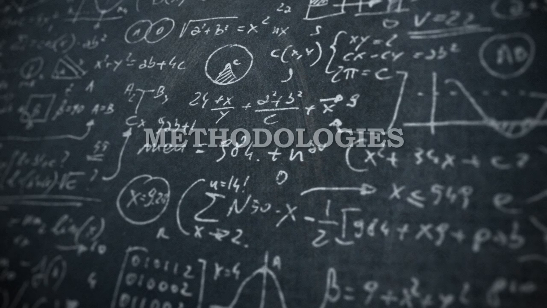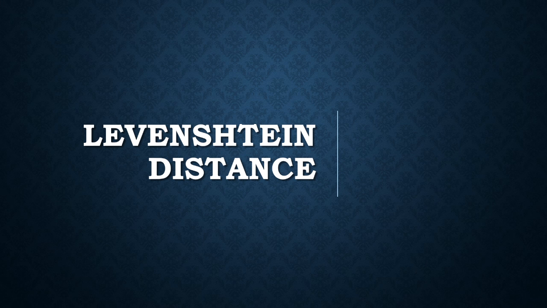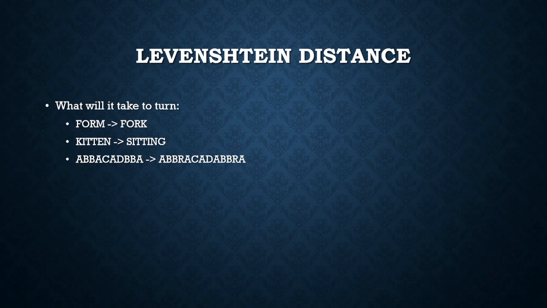All right. So the methodologies basically that they're using on these files are as follows. First, we have the Levenshtein distance. Now, the Levenshtein distance basically is a calculation to determine how much it's going to take to turn one word into another word. So form to fork, kitten to sitting, abacadabra to abracadabra.